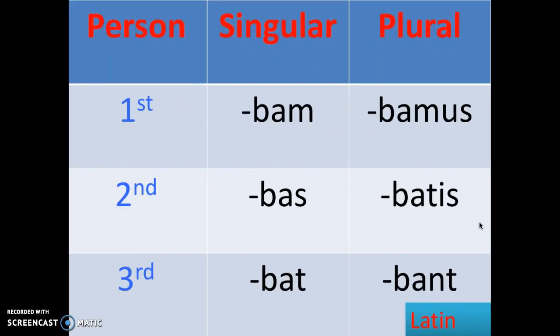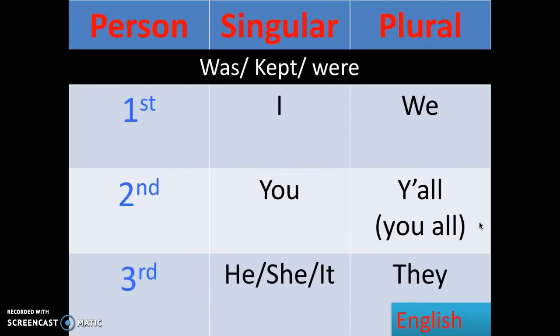Or in other words, to form the imperfect tense, you will find the present stem. I will tell you how to do that later on. And add the endings bam, bas, ba, bamus, batis, bant. Now these are the English translations: I, you, he, she, it, we, y'all or you all, and they.